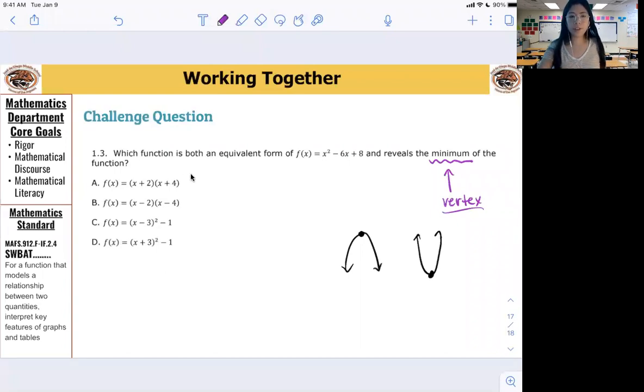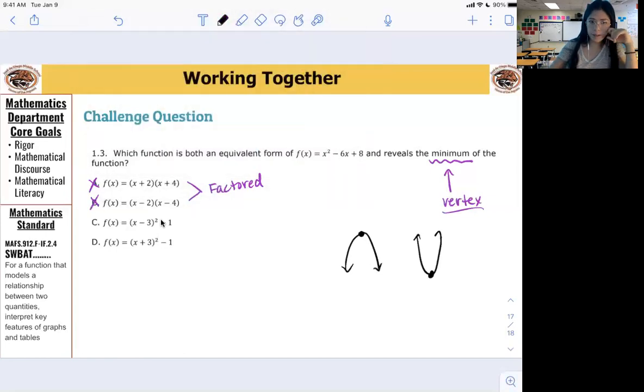Then which answer choices are out? Because we're looking for something that tells me the vertex. Which of them are not? A and B. What form are those in? Factored. So those are not going to tell me the vertex. Only these two will. And how do I figure out if it's equivalent? Turn it into standard form.